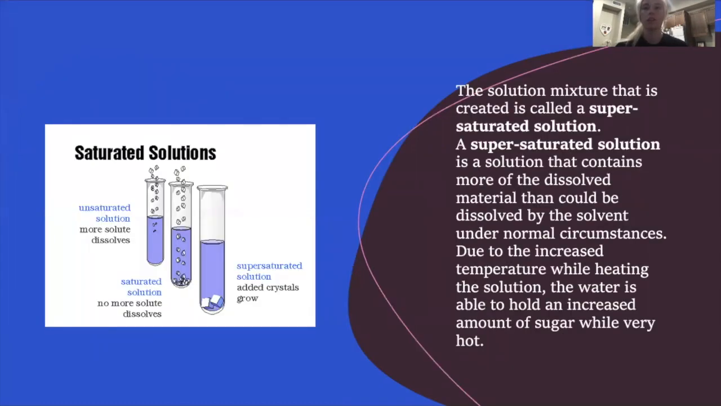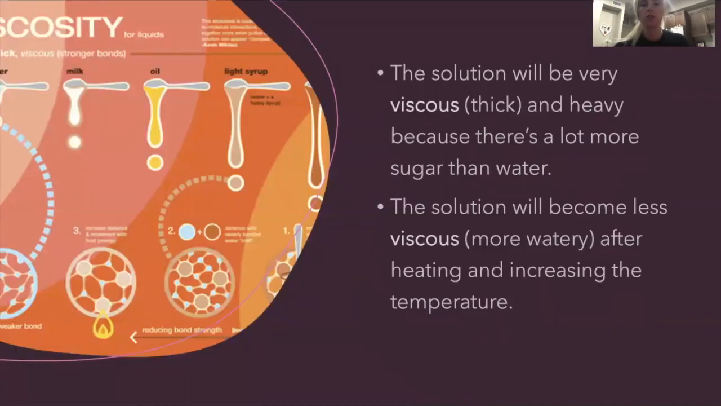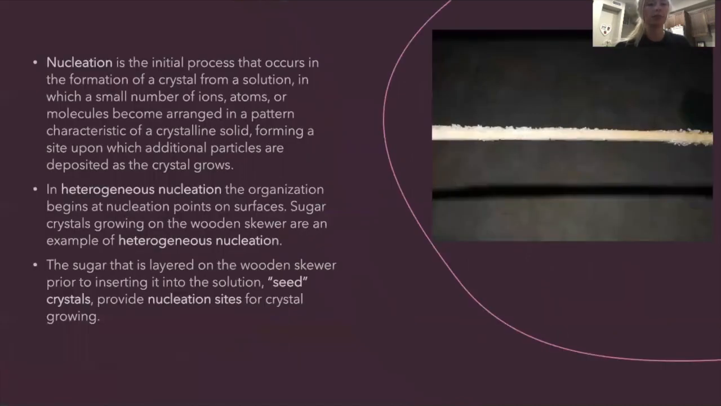The solution mixture that is created is called a supersaturated solution. A supersaturated solution is a solution that contains more of the dissolved material than could be dissolved by the solvent under normal circumstances. Due to the increased temperature while heating the solution, the water is able to hold an increased amount of sugar while very hot. The solution will be very viscous, which is thick, and heavy because there is a lot more sugar than water. The solution will become less viscous, more watery, after heating and increasing the temperature.